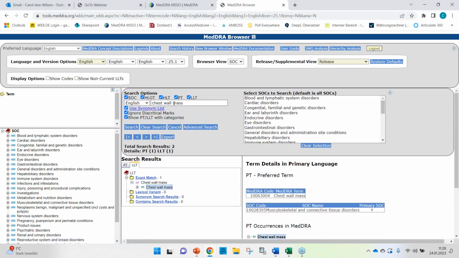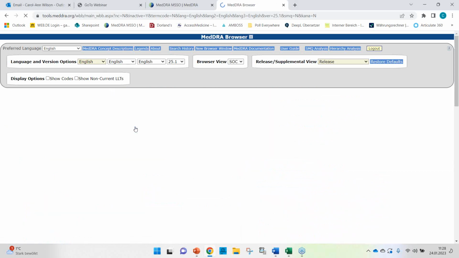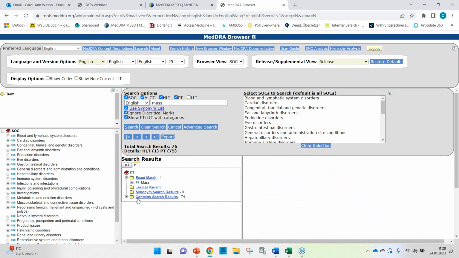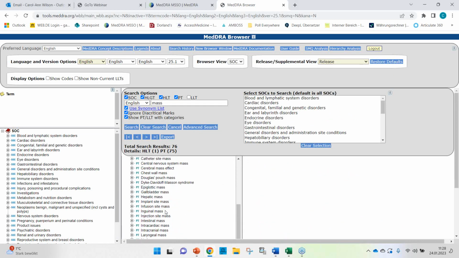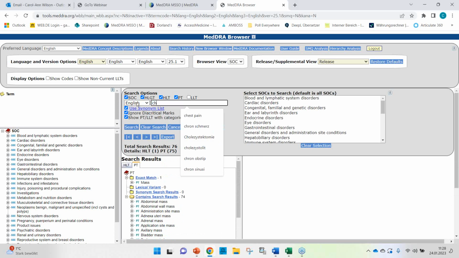So if we look for mass terms on PT level, we see that there's quite a number of them, of course a very general one, and 74 mass terms like abdominal mass, implant site mass, hepatic mass, they are represented on PT level. Chest wall cyst is also available.